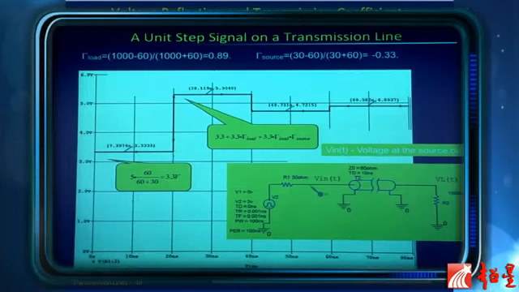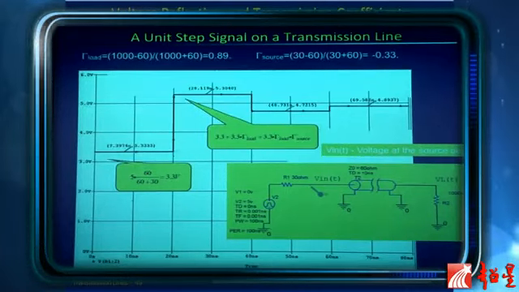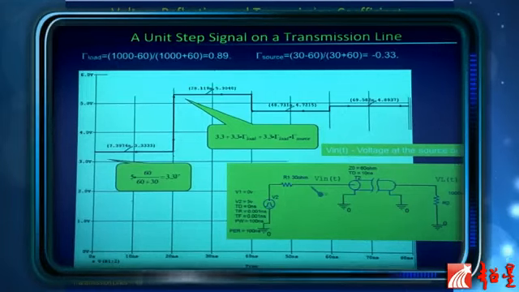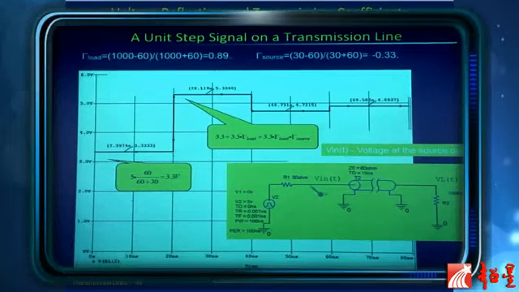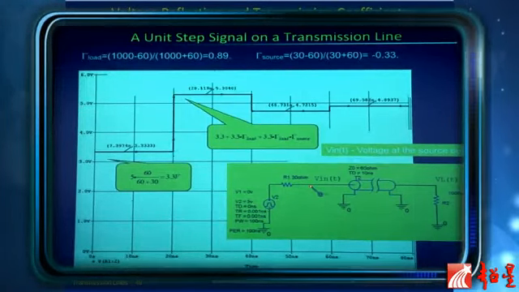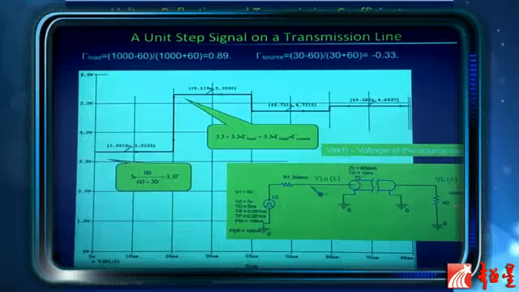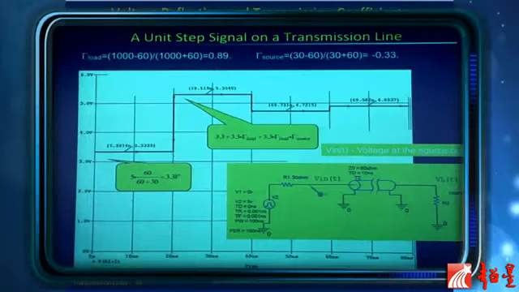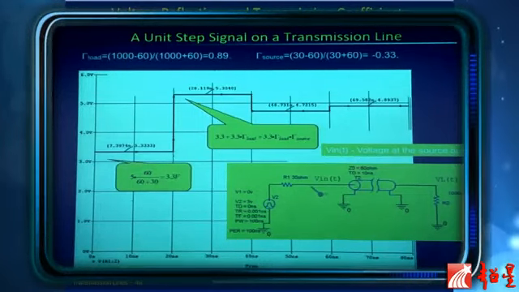What we want to find out is the voltage at this point and also the voltage at this point. To do this, we use a technique called the bounce diagram. To use it, we need to know the incident wave at this point. As soon as the step function starts to go from 0 to 5, there's a voltage here, and at that point the source does not see the load at all. That's the key point. The source will only see 60 ohms, which is the line's characteristic impedance.